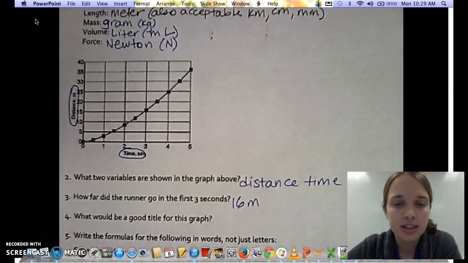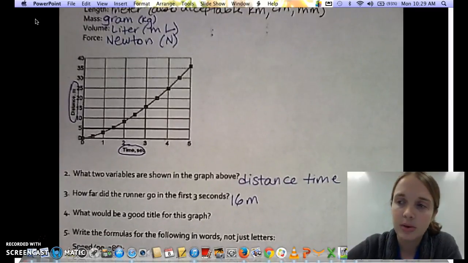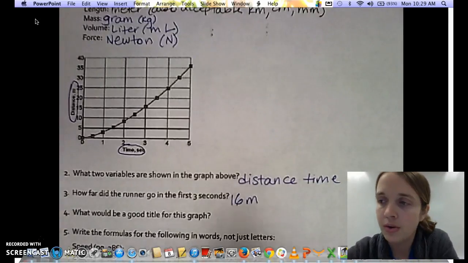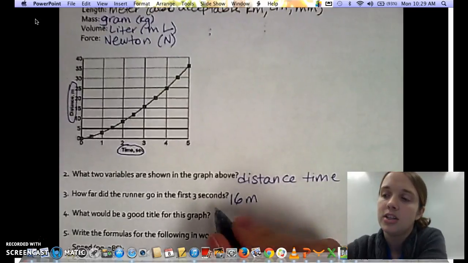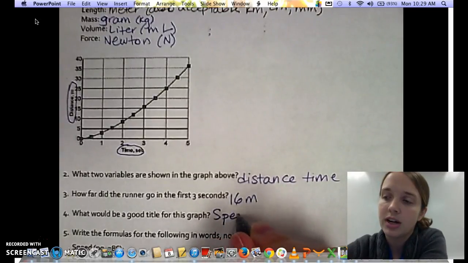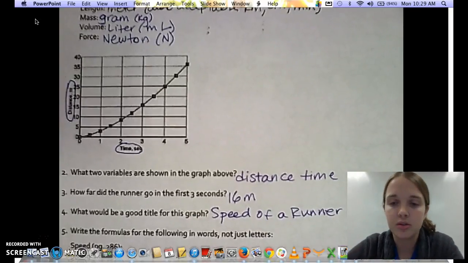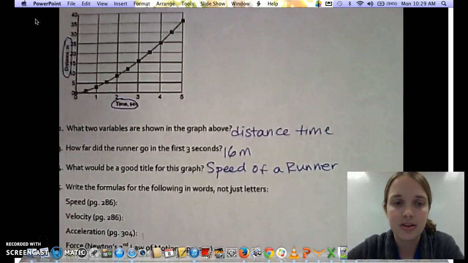What would be a good title for this graph? Alright, so in some kind of capacity, we want to incorporate this distance and this time. We know that distance and time can be incorporated with one word using speed. So I'm going to say speed of a runner. There's obviously a lot of correct answers for this one right here. As long as they have something to do with distance and time, then we're good to go. I'm going to slide that on up.